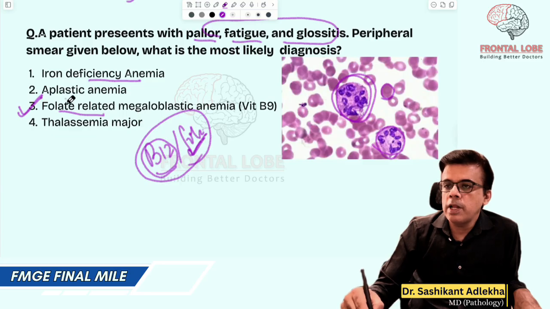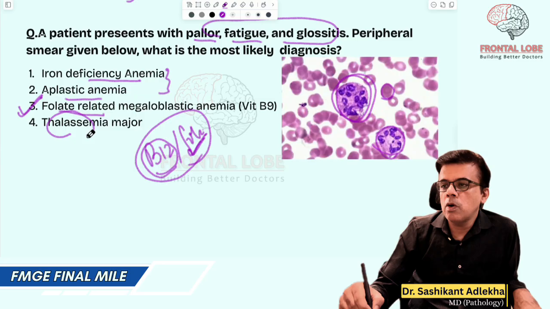Aplastic and iron deficiency anemia will not have these features, pallor and glossitis, and you will not have hypersegmented neutrophils either. Though aplastic anemia may have macro-ovalocytes, hypersegmented neutrophils may not be seen there. So here it is the classical megaloblastic anemia due to folic acid deficiency.